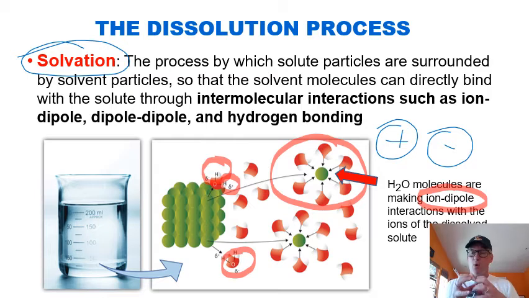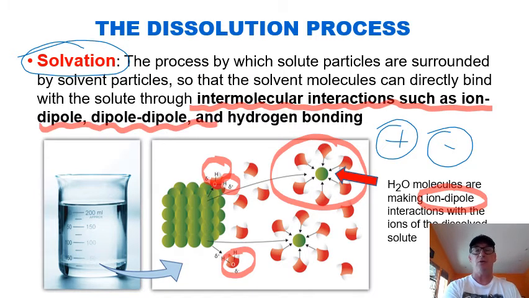You have more ion dipole interactions than ionic interactions. And if the multiple ion dipole interactions are stronger than the ionic interaction, then they replace the ionic interaction, the ionic interaction breaks, and you get surrounding by the water. So we call that solvation. Okay? You replace the ionic interactions with ion dipole, dipole-dipole, and hydrogen bonding interactions. You get all these really strong interactions taking place.